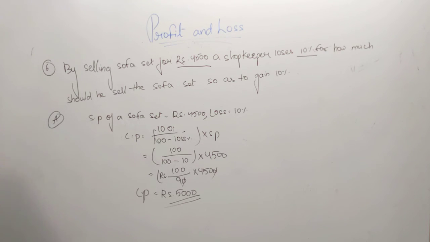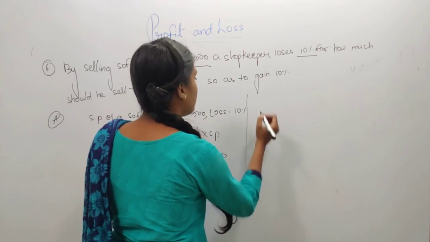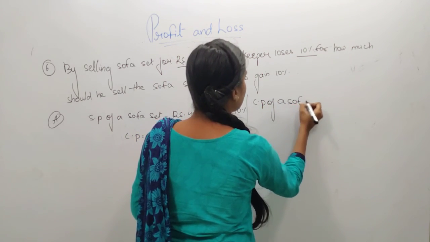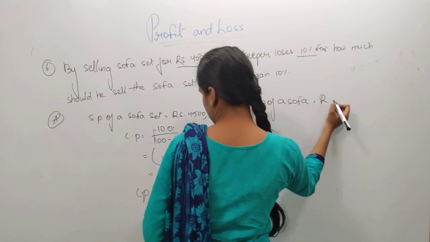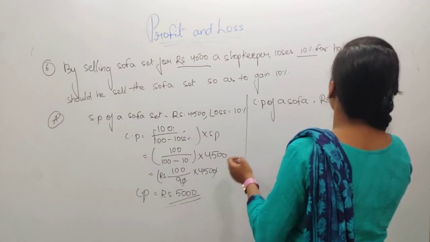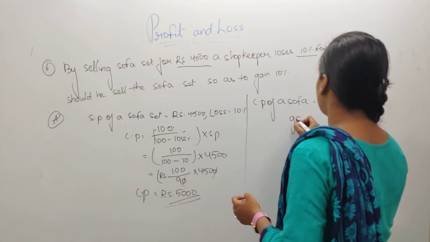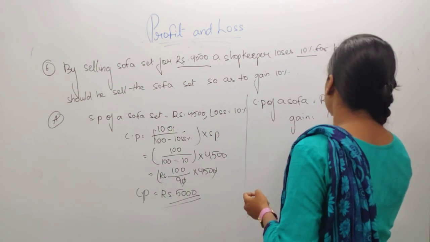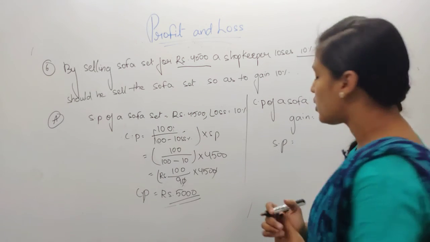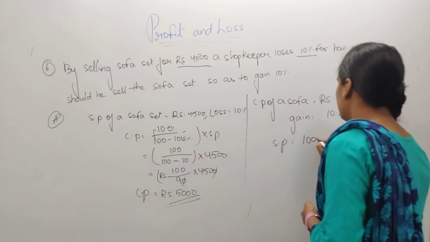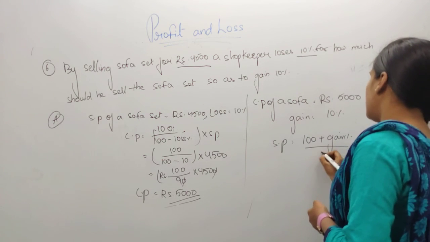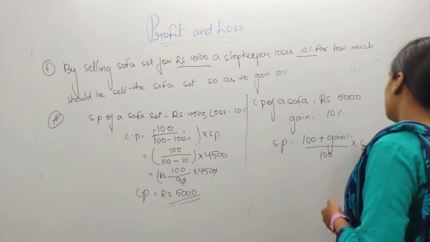What will we do? To find the selling price, we take the cost price of the sofa. How much did you get as the answer here? Rupees 5,000. And the gain is how much? Gain is equal to 10%. Now directly put the formula. The SP formula is: SP is equal to 100 plus gain percent by 100 into cost price.